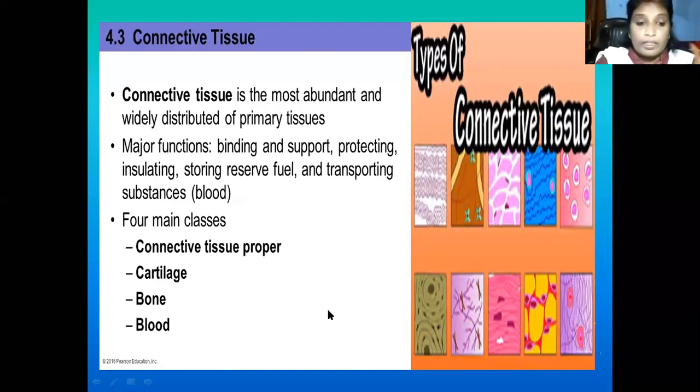Okay. The connective tissue has 4 types: connective tissue proper, cartilage, bone, blood. These are all 4 types of connective tissue. Can you understand this slide, ma'am? Shall I move to next slide? Okay, ma'am.